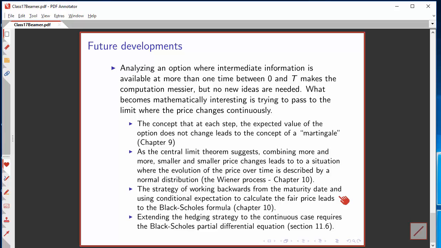If we work backwards from the maturity date and use conditional expectation with probabilities to calculate the fair price, we will end up with the famous Black-Scholes formula for pricing options. And if we extend the hedging strategy that I just introduced to the continuous case, which means we constantly adjust our portfolio, that's going to require that we develop the Black-Scholes partial differential equation. The Black-Scholes formula and differential equation will be the topic of the last couple of weeks in this course.